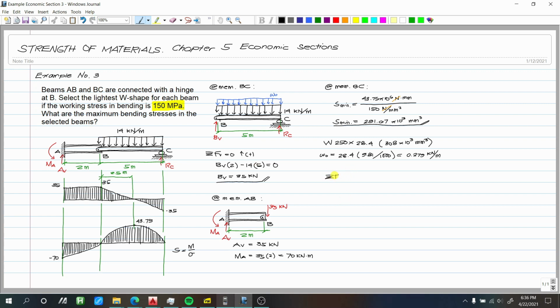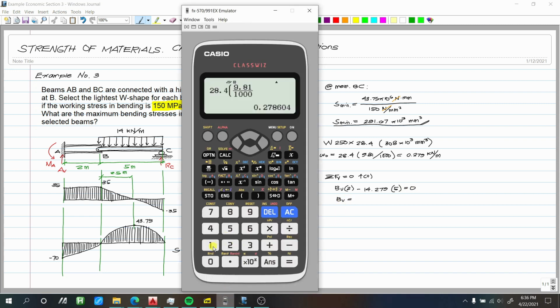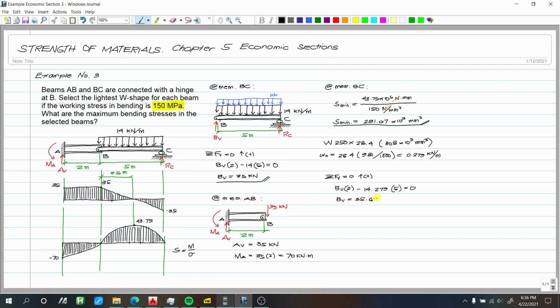Using summation of forces vertical equals 0, upward is positive. So, BV multiplied by 2, because our RC and BV are the same, so it becomes two. What I mean is, BV plus RC, and our RC is also BV, so BV plus BV, BV times 2, minus 14.279 multiplied by 5 is equal to 0. So, our BV now is 14.279 multiplied by 5 over 2, so 35.698 kilonewton. Okay. So, now we can get our moment. Our moment is here, right?